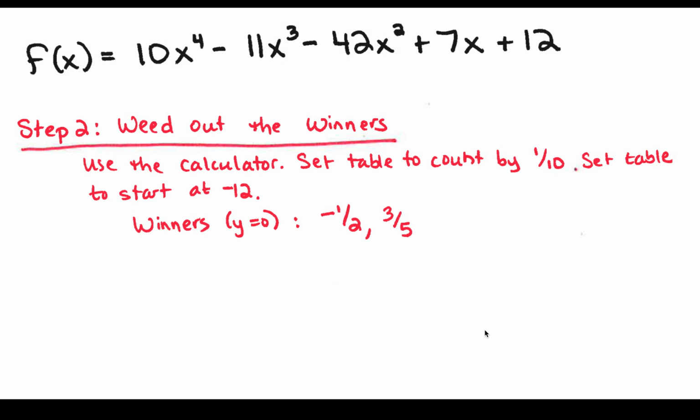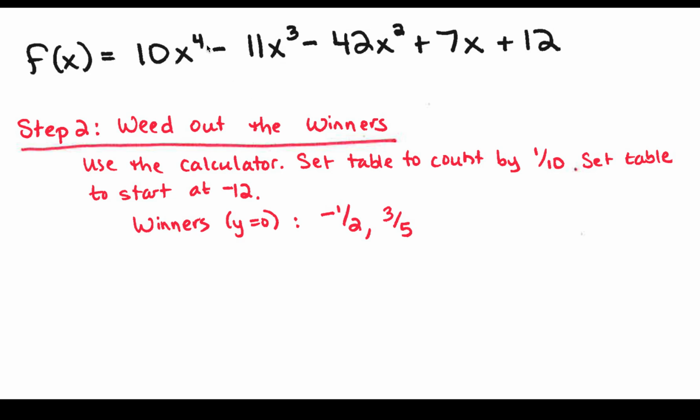Step 2 is to weed out the winners. So we use the calculator. And because my lowest fractions were tenths, so my highest denominator was tenths, I set my table on my calculator to count by tenths. Since the biggest of all my possible factors was -12, I set my table to start there, and then I just did a whole lot of scrolling. And I scrolled and scrolled until I found these two winners when y equals 0.